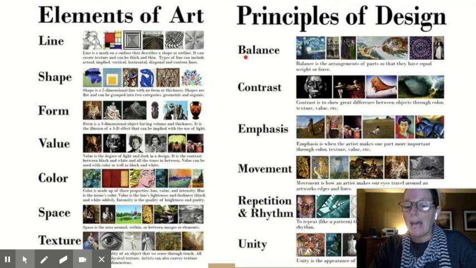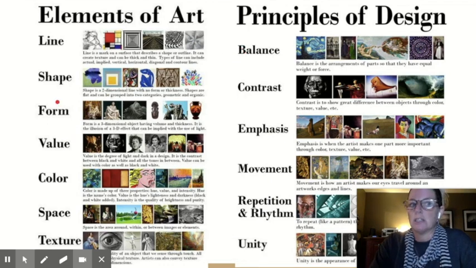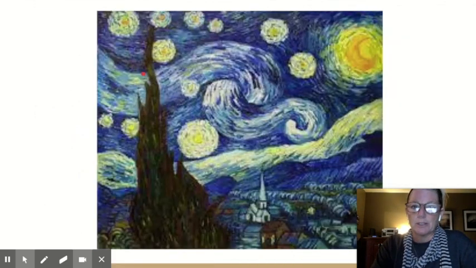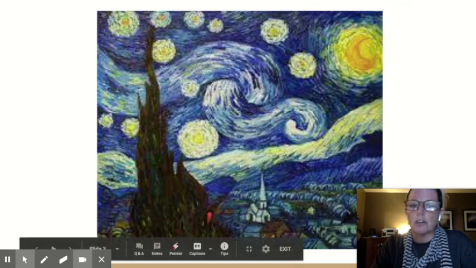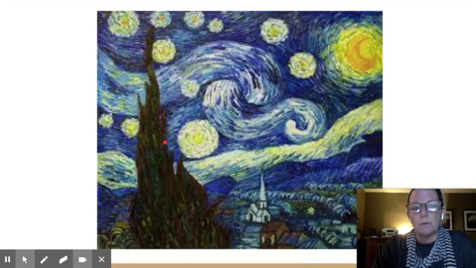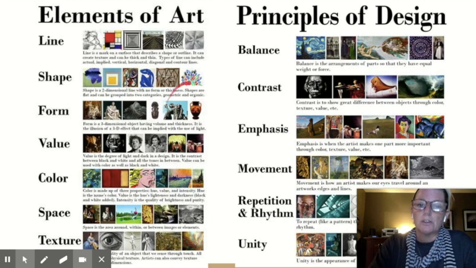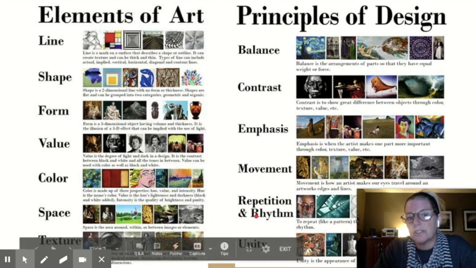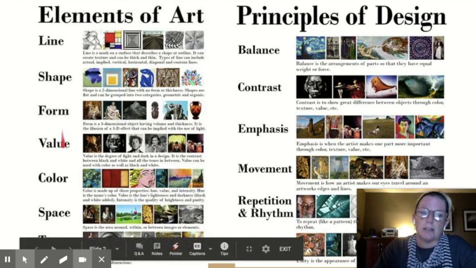So balance happens because of the way shape is created. For example, in this painting by Vincent van Gogh, you can see this very large shape that he has put into that landscape, and that balance now is off-centered. Without that, it would be a pretty balanced work of art. So what you see is that these words happen because of your elements of art.